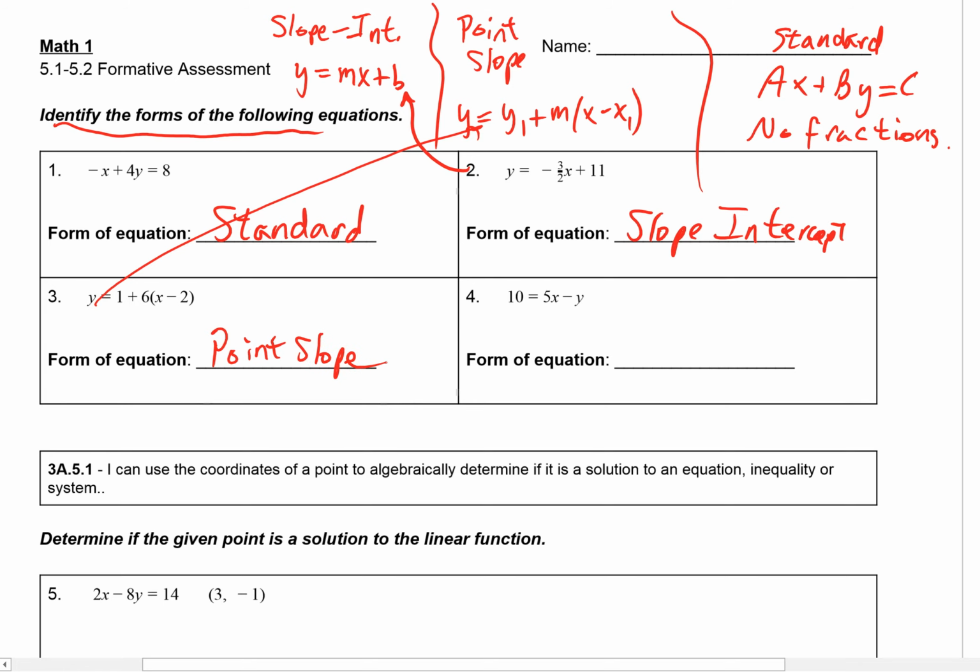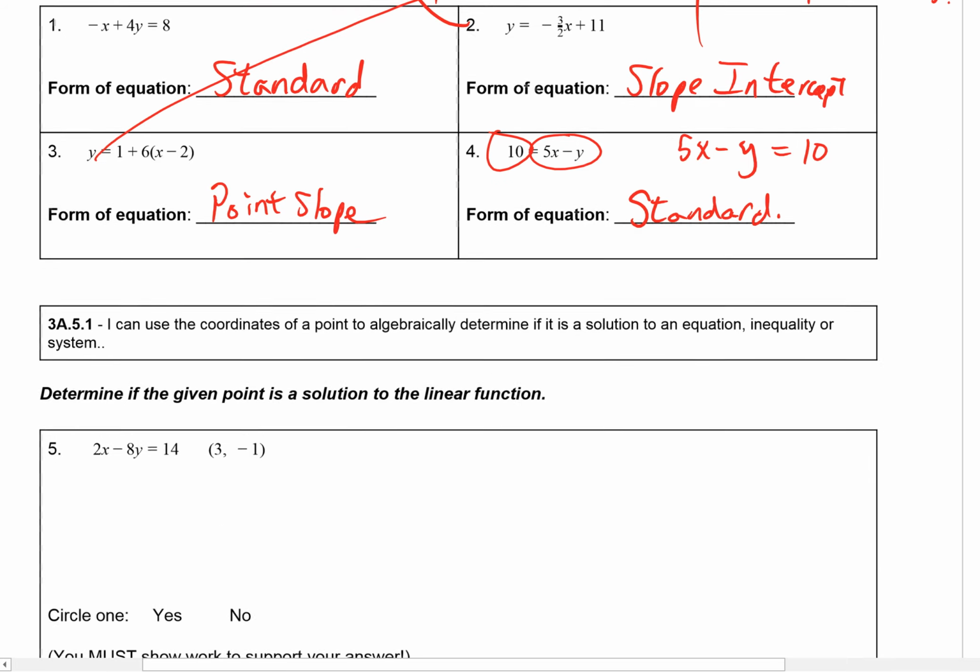And finally, number 4 might look to be a little bit odd, but anytime you have an equation, please understand that the left side and the right side can be switched around. You could rewrite this as 5x minus y equals 10. In so doing, you can see that without any fractions there, 5x minus y equals 10 is going to be the same thing as standard form. So these first 4 questions were meant to be very, very short. Hopefully you were able to do them quickly.